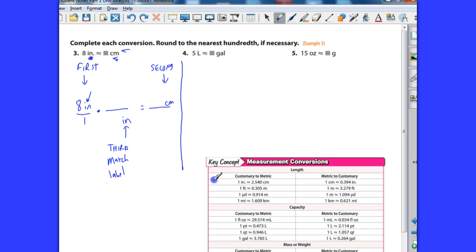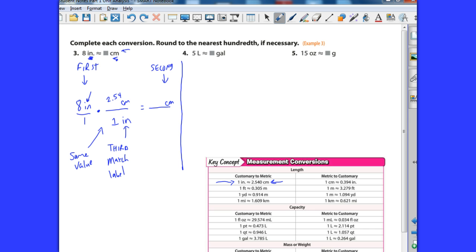Now, if I look over here, I have 1 inch is equal to 2.54 centimeters. So I have a measure where inches and centimeters are equal. Since I know that 2.54 centimeters equals 1 inch, I can put those as a fraction. Since those are the same value, it's really like the number 1, because these two values are equal, 2.54 centimeters, 1 inch.